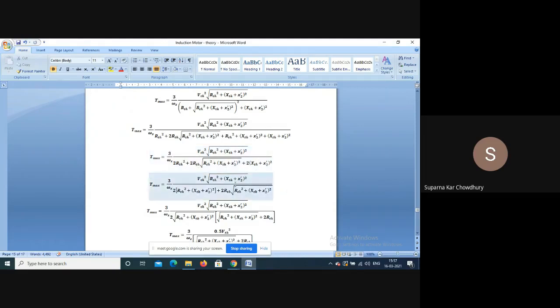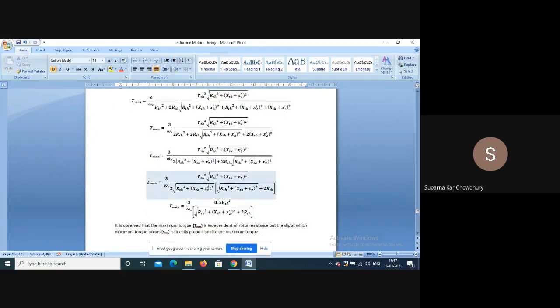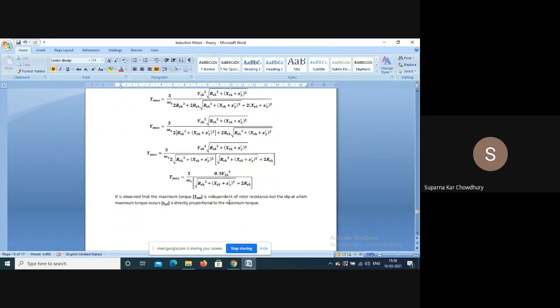In the manipulation, if we take root over of R Thevenin square plus X Thevenin plus X2 dash square outside, inside we will have root over of this plus twice R Thevenin. So these two will cancel out, and approximating these two, we can get a 0.5. So this will be 0.5 V Thevenin square root over of R Thevenin square plus X Thevenin plus X2 dash square plus twice R Thevenin. Now look into this equation: it is not dependent on R2 dash.